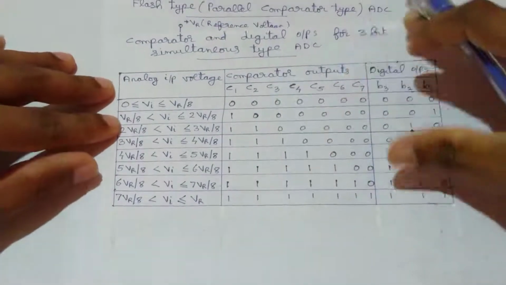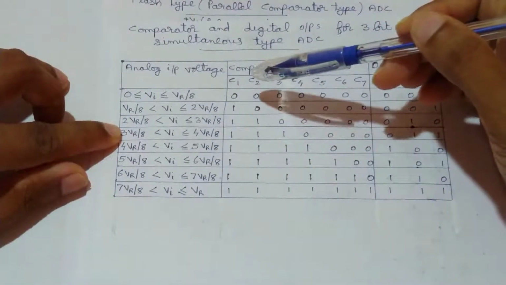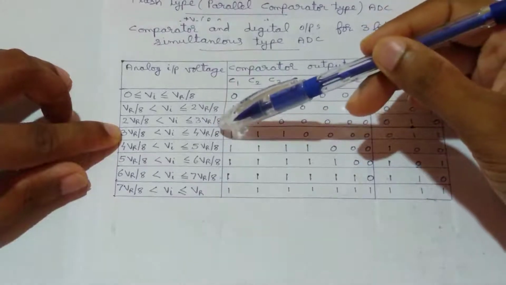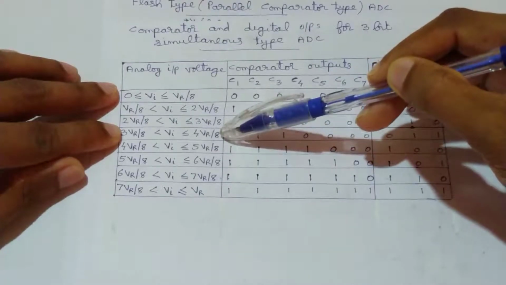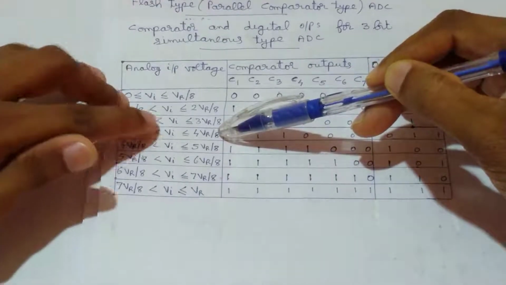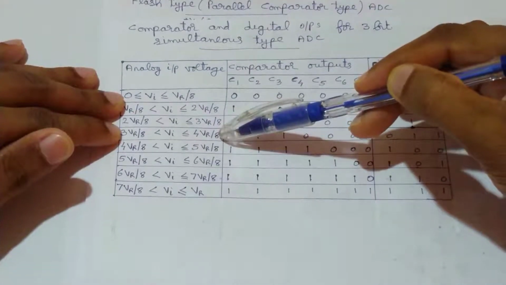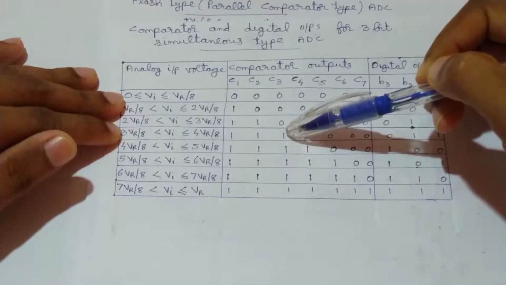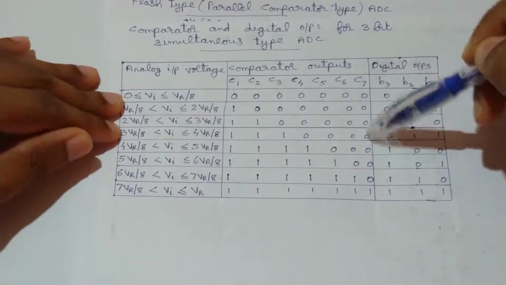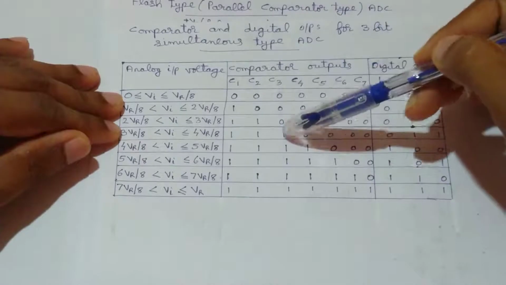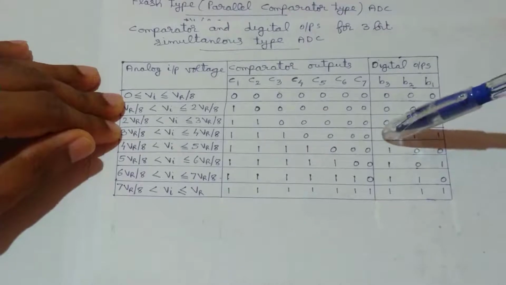Then consider the next case, when the input is in the range 3 VR by 8 less than VI less than or equal to 4 VR by 8. 4 VR by 8 is the reference voltage of comparator 4, and the input voltage is greater than 3 VR by 8 but less than 4 VR by 8. So the output of the first 3 comparators are 1s and the output of all other comparators are zeros. Here C1, C2 and C3 outputs are at 1s and the priority is for C3. So the output will be 0, 1, 1.